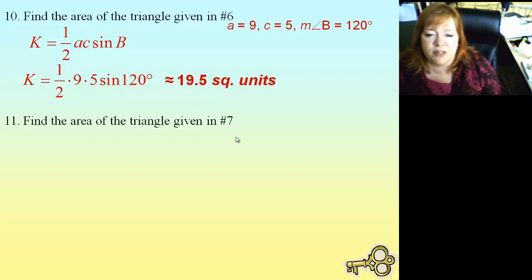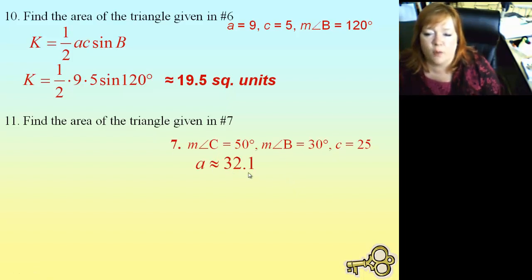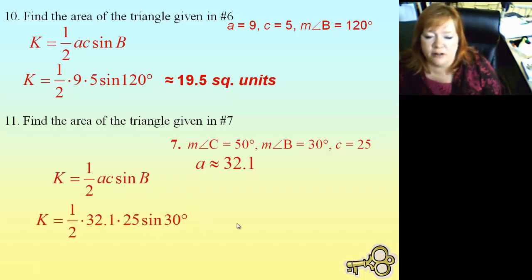Given in number 7, I have 2 angles and a side. I'll probably use the same kind of formula. When I solved it, I got little a is 32.1. So I'll use the same ac sine B formula. Plug it all in there, crank it out, you get 200.6 square units.